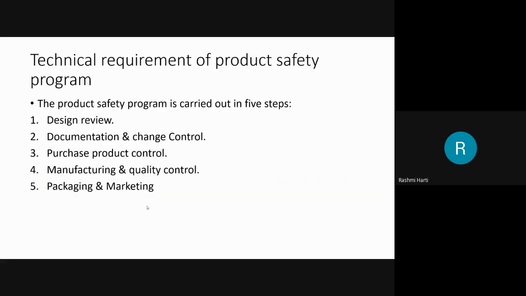illness and injuries. Fine. So, technical requirements of the product safety program. The product safety program is basically carried out in 5 steps. One is design review. They review the entire design one by one. We'll see in the next slides. Then documentation and change control, purchase product control, manufacturing and quality control, packaging and marketing.